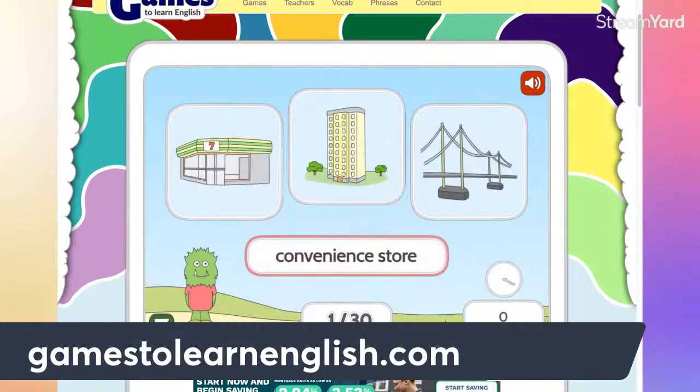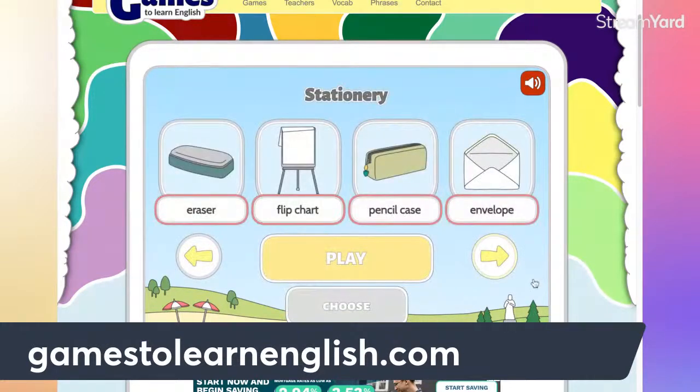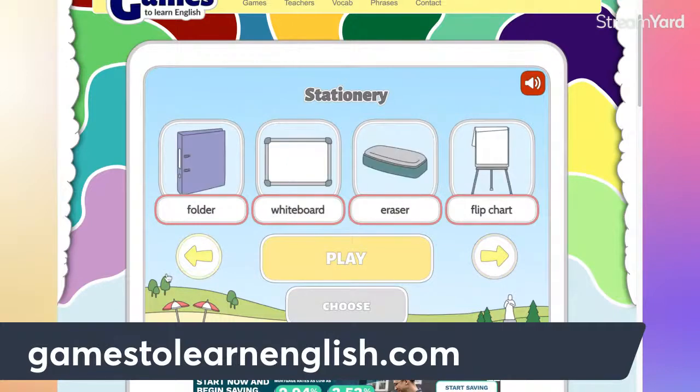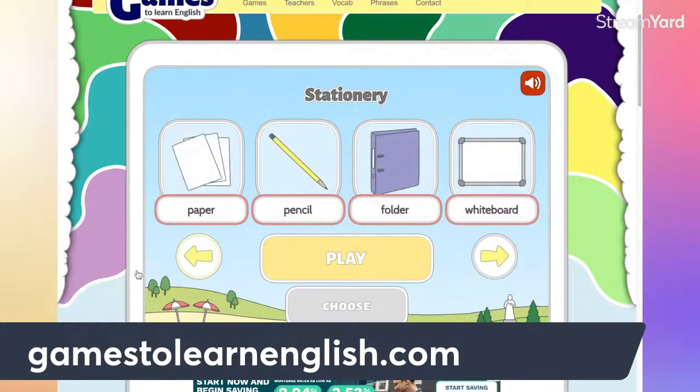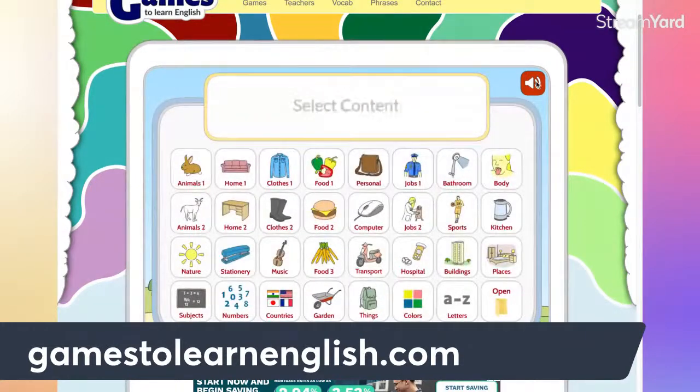Convenience store. Ooh, that one was not in our sentences or our words. Did you see that? It was new. We also have more words. So if you click next, you will get all the rest of them. So I'm clicking on these arrows to look at more vocabulary. This is stationary. So you can choose what you want to learn about.